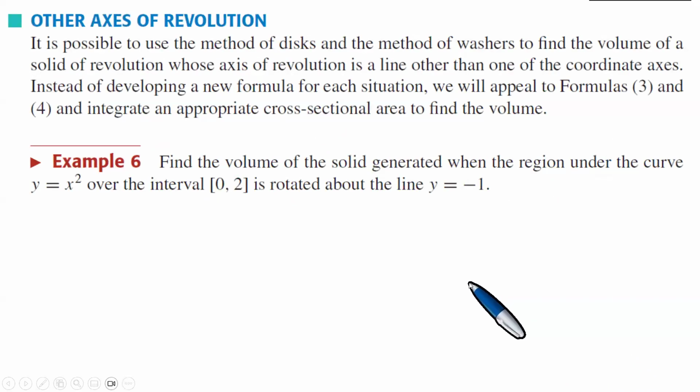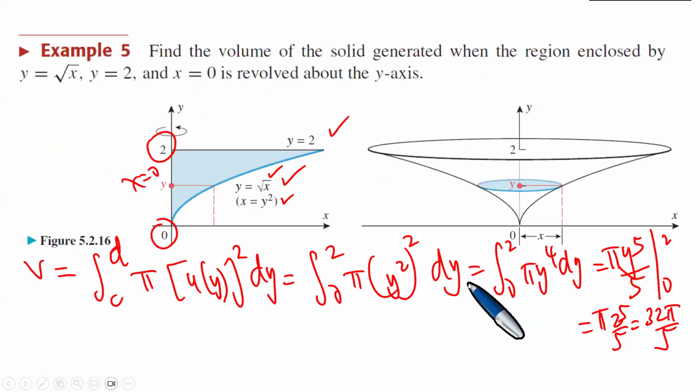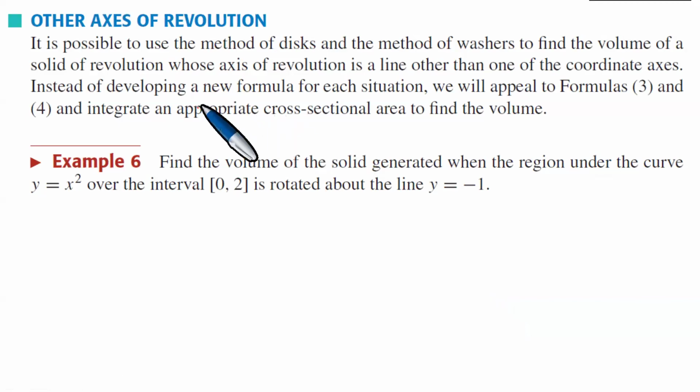There are other axes of revolution that become involved. It is possible to use the method of disks and method of washers to find the volume of a solid of revolution whose axis of revolution is a line other than one of the coordinate axes. Instead of developing a new formula for each situation, we will appeal to formulas 3 and 4 and integrate an appropriate cross-sectional area to find the volume.